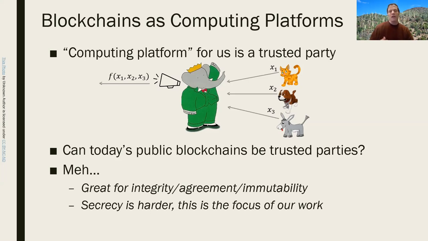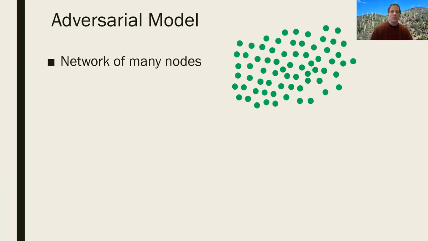Blockchains today, because of this public execution model, are great for integrity, agreement, immutability, properties like that. But if you want to deal with secrecy, secrecy is harder, and this is the focus of these works that I'm going to be talking about.